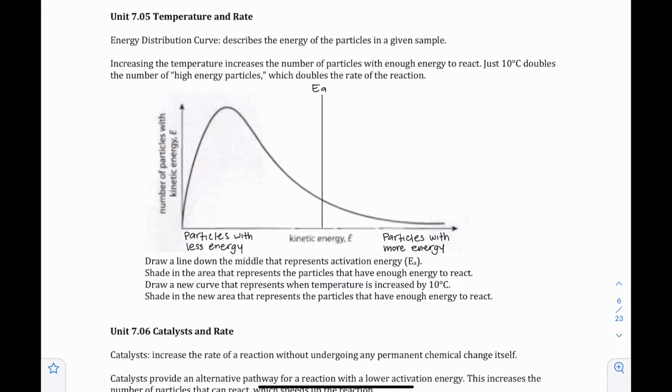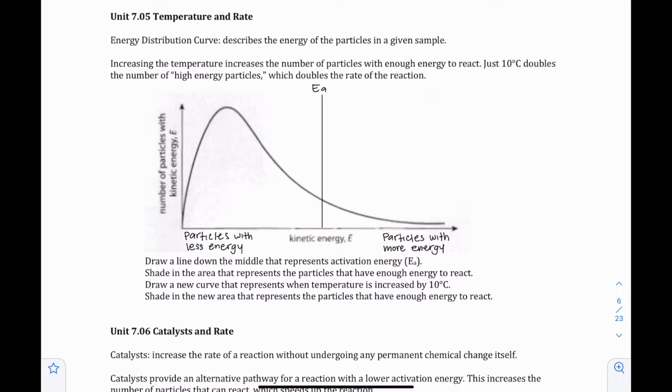An energy distribution curve describes the energy of the particles in a given sample. On the y-axis, we have the number of particles, and on the x-axis, we have the amount of kinetic energy those particles have. The instructions under the curve say to draw a line down the middle that represents the activation energy, or the amount of energy required for the reaction to occur.